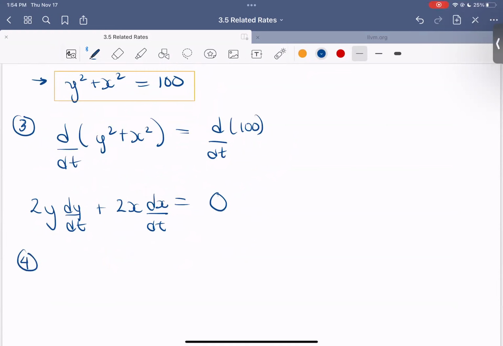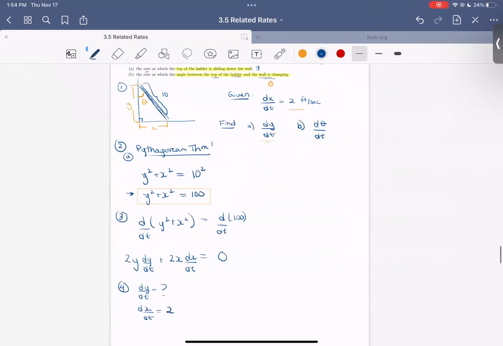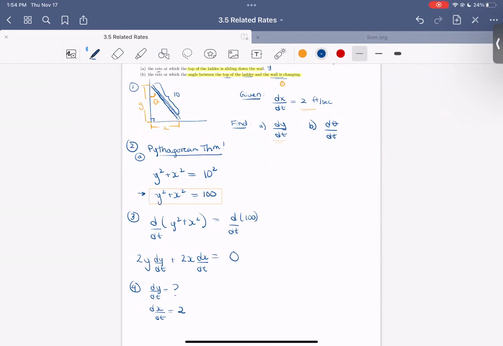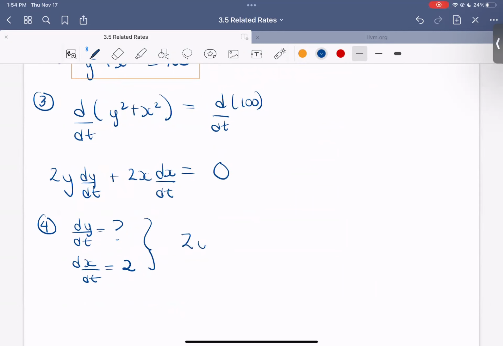All right, now we're on step 4. We just need to plug in. We don't know dy/dt, that's what we want to find, but we do know dx/dt, that is 2 feet per second. So we can plug in that information. Now we have 2y times dy/dt plus 2x times 2 equals 0.